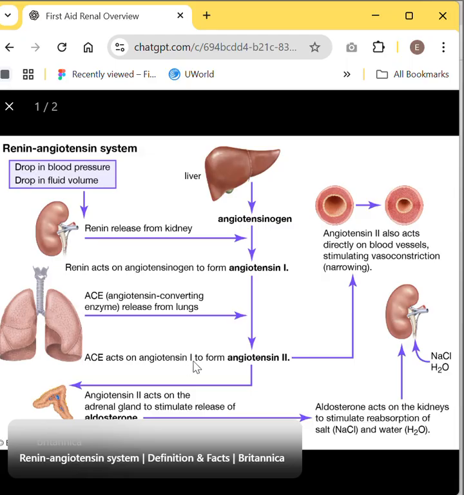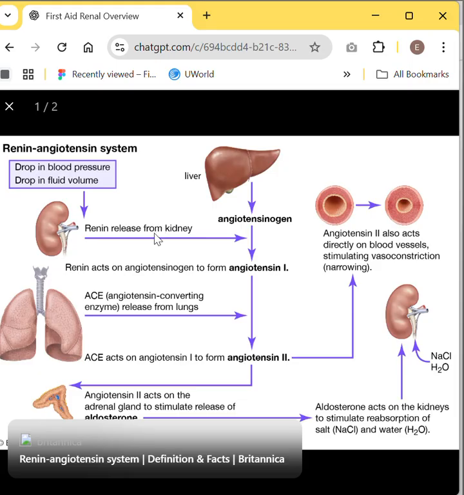This angiotensin 2 then acts on the adrenal gland to stimulate the release of aldosterone. This aldosterone then acts on the mineralocorticoid receptors that we saw on the principal cells and alpha intercalated cells. This aldosterone acts on the kidneys to stimulate reabsorption of salt and water. So salt and water are reabsorbed when aldosterone acts on the kidneys through the angiotensin pathway.